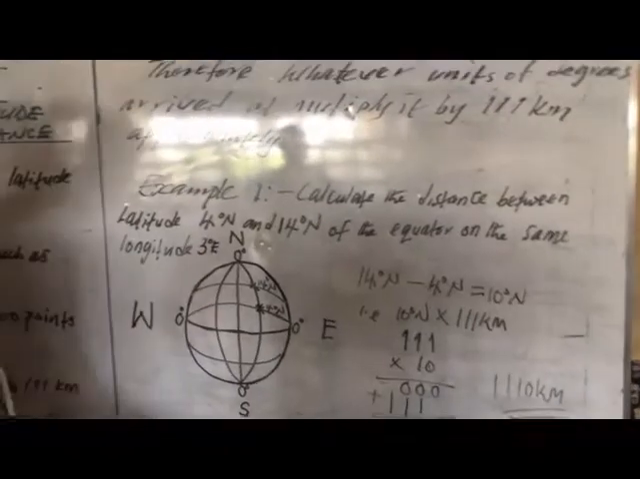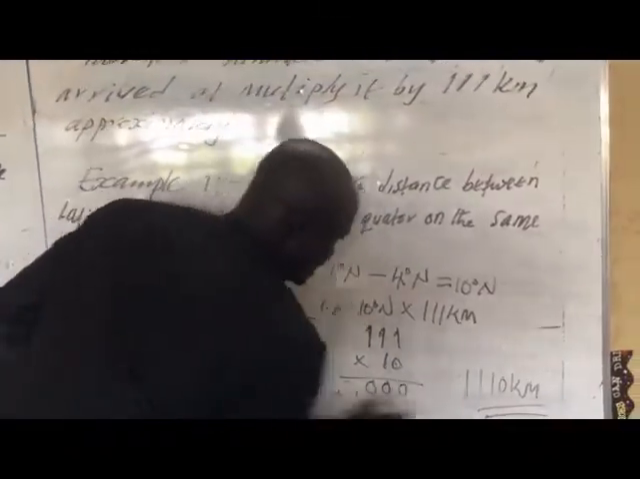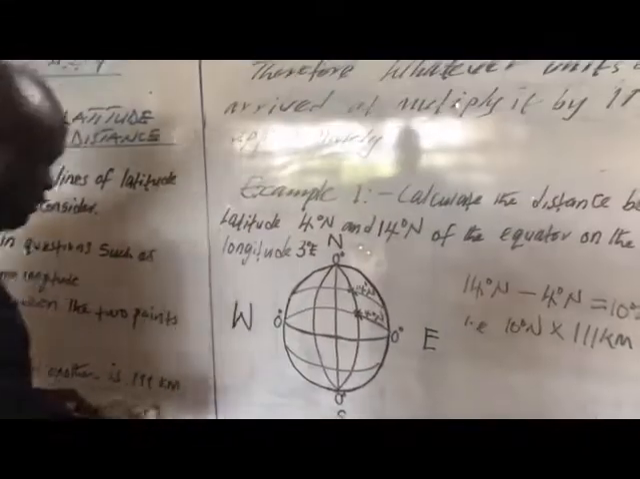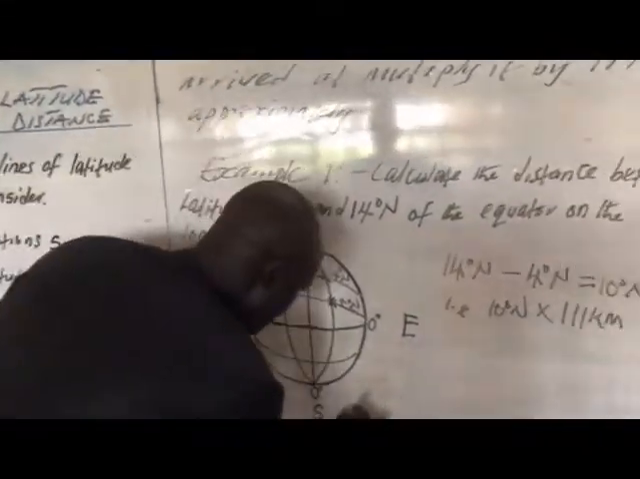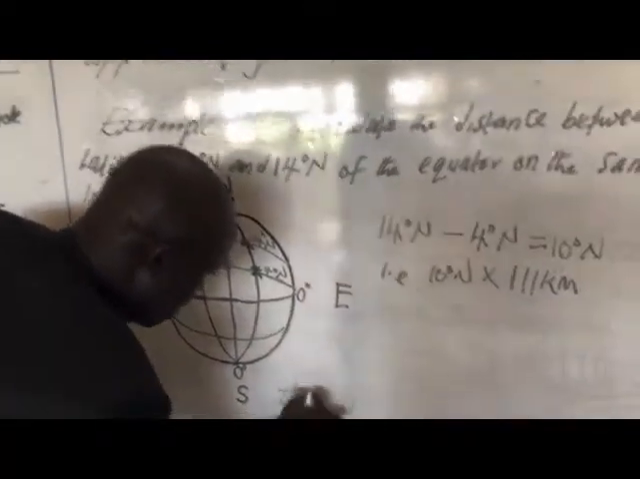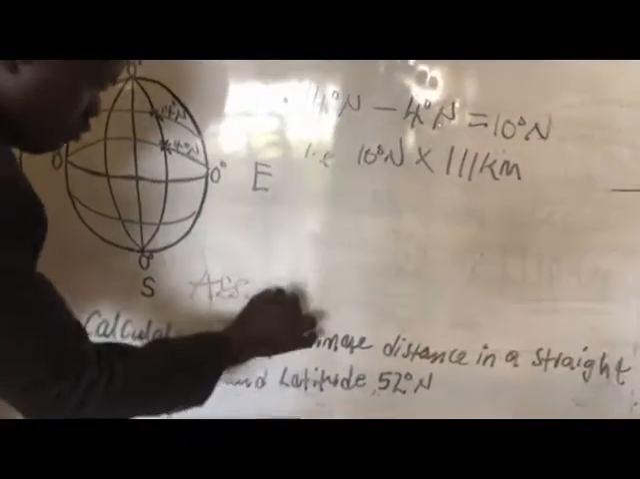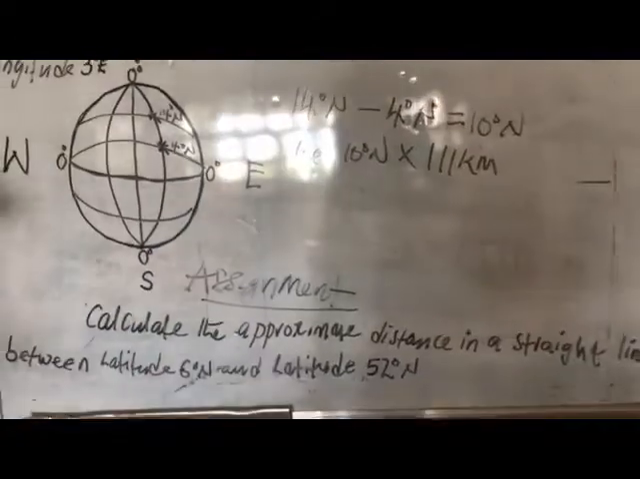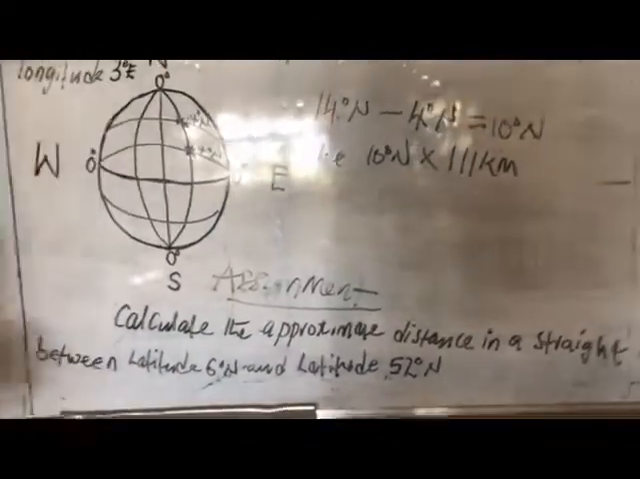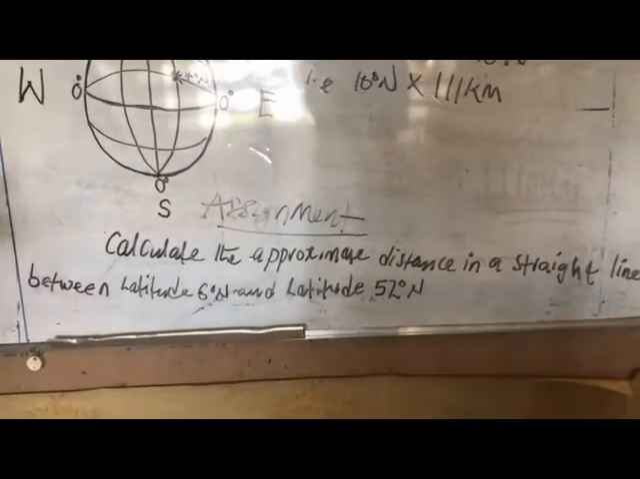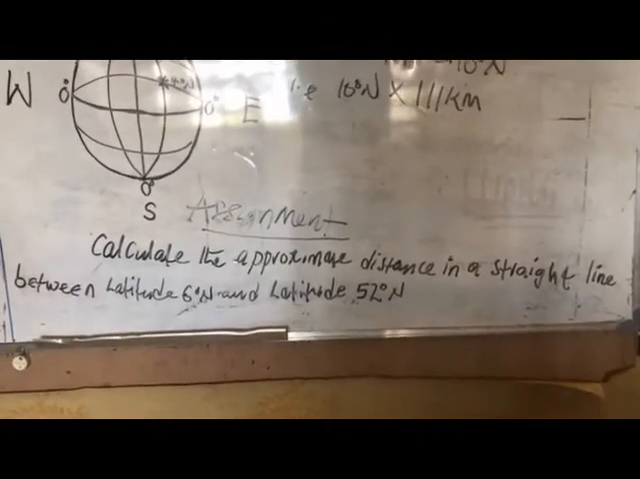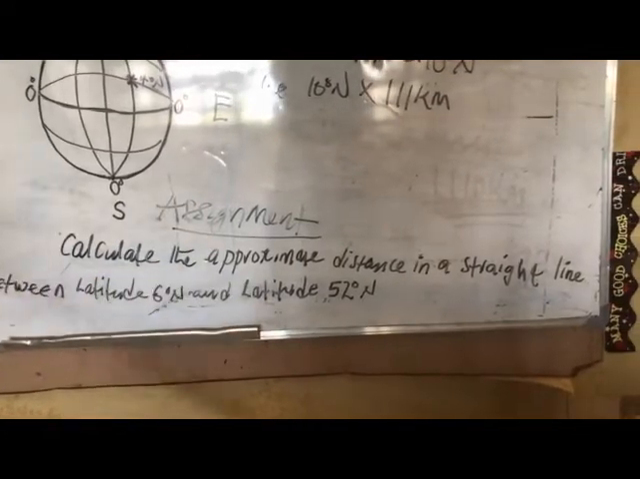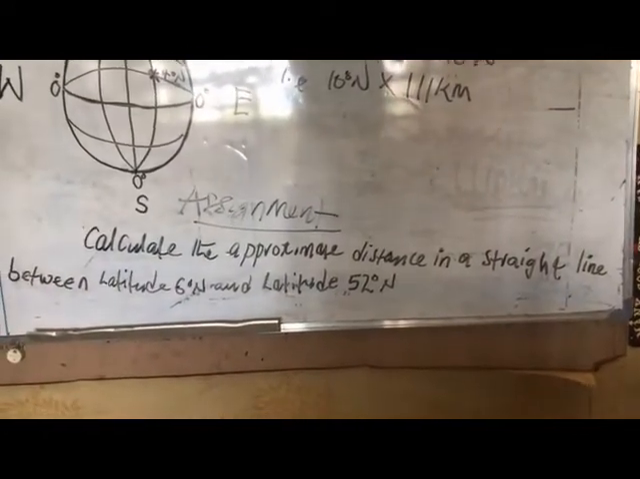So, having understood this procedure and the steps, here I have a simple assignment for you. Calculate the approximate distance in a straight line between latitude 6 degrees north and latitude 52 degrees north.